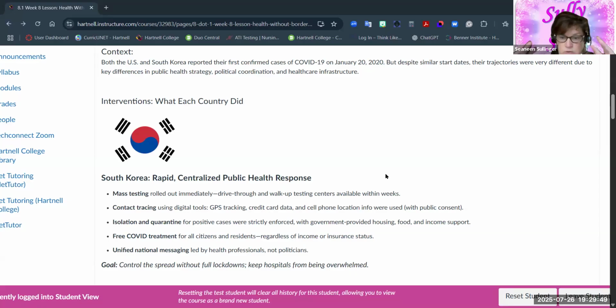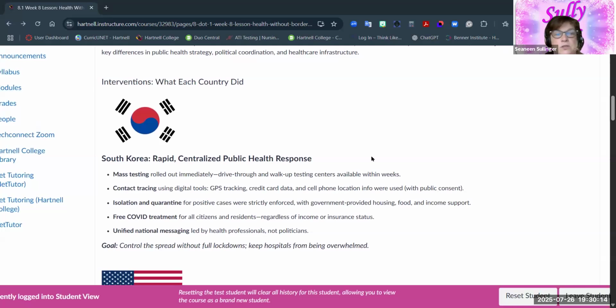So a quick, centralized, meaning like a focused from one place, health response. They did mass testing that was rolled out immediately. You could do drive-through and walk-up testing centers were available within weeks of the first outbreak. It tells you up here that the US and South Korea reported their first confirmed cases on January 20th, 2020. But their trajectories of the disease process were much different.